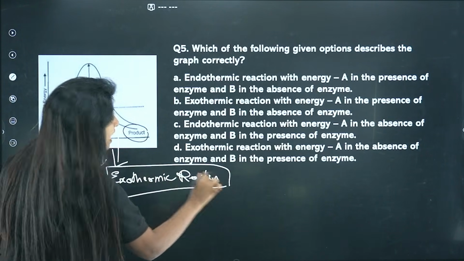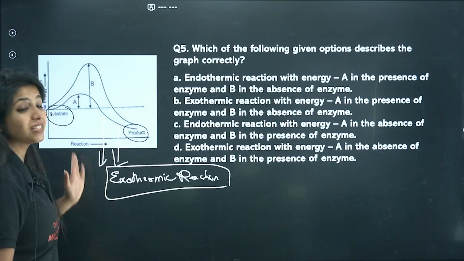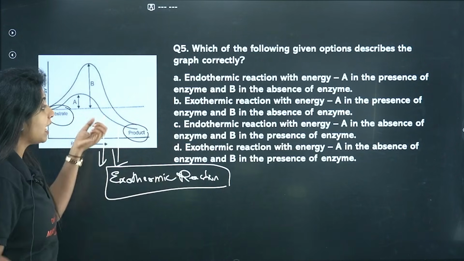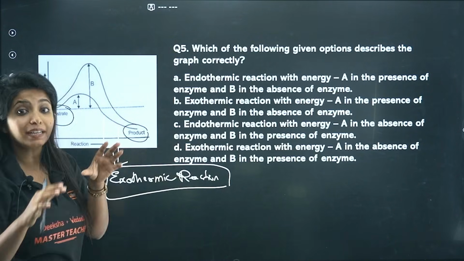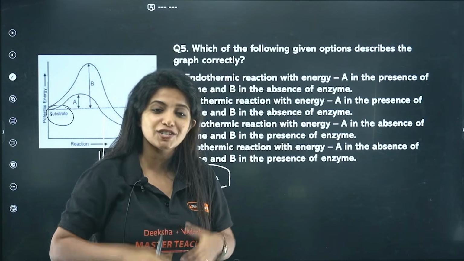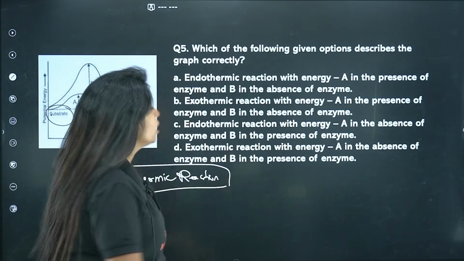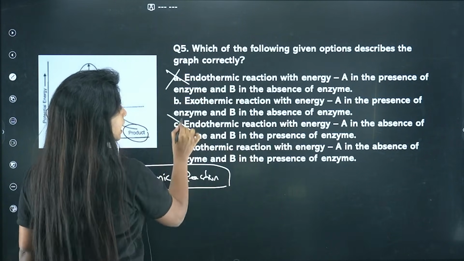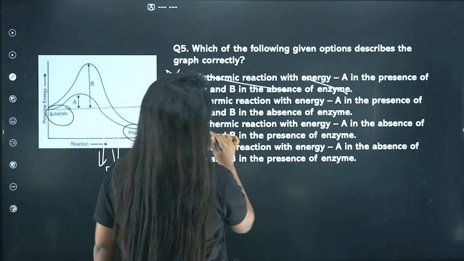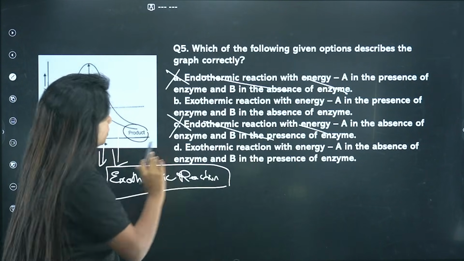What do you call this? Exothermic reaction, because the energy is being released. If the energy was more, the graph would have gone up, and those reactions which require energy are known as endothermic reactions. So over here, two options which are endothermic, I'll cancel them off. I do not want to see those options. Let's go ahead with exothermic options only.